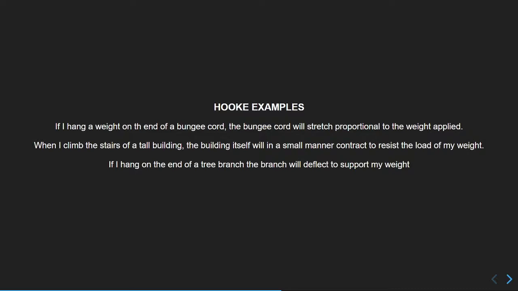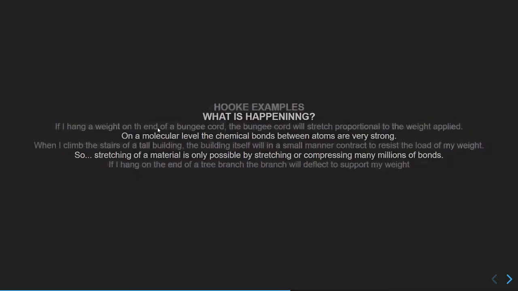When I climb the stairs of a tall building, the building itself will, in a very, very small manner, contract to resist the load of my weight. So that's happening to all of you right now. The force that you're applying to whatever floor you're sitting on, that floor is actually contracting just the tiniest amount. And if I hang on the end of a tree branch, the branch will deflect to support my weight.